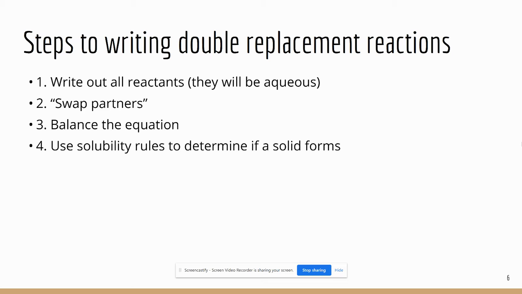Some students like to write pre-work where they write out all of the ions first. You're going to write the reactants, so you're just crisscrossing like we normally do. You swap partners, you're essentially crisscrossing again, ignoring what you did the first time. Balance the equation just because everything has to be balanced. And then we use the solubility rules to determine if a solid forms or not. Let's work through an example with this.